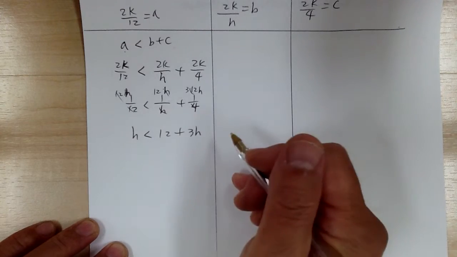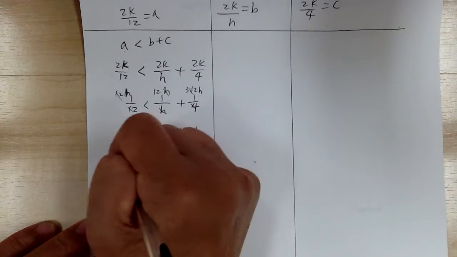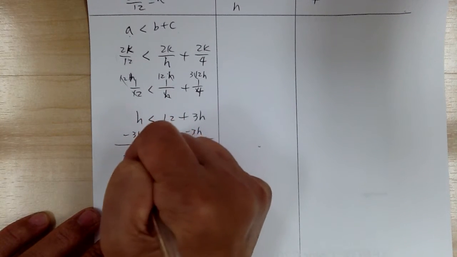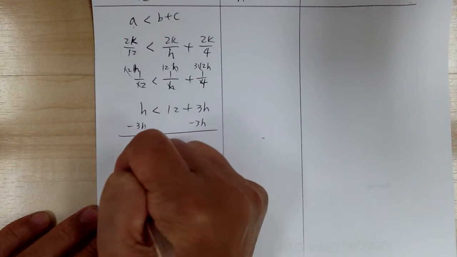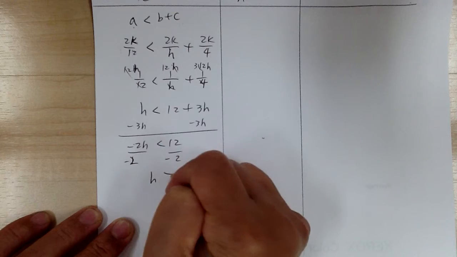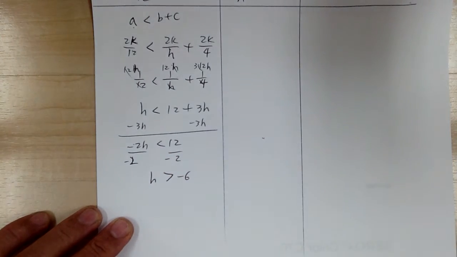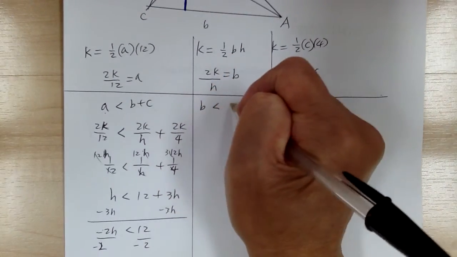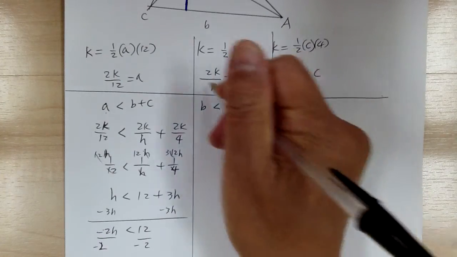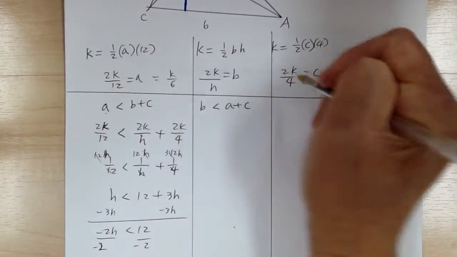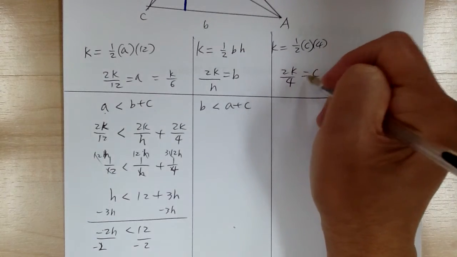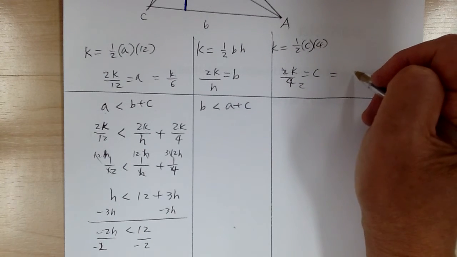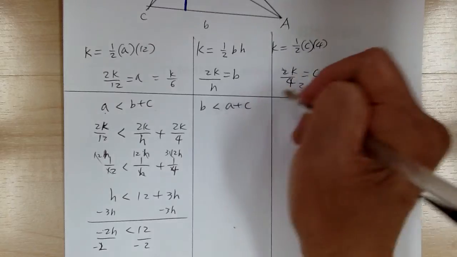So from here, move minus 3h, minus 3h. So I get negative 2h is less than 12, divided by negative 2, divided by negative 2. So h has to be greater than negative 6. So this one does not help. Okay, then let's do the B. So B has to be less than A plus C. So I'm going to simplify this, make this k over 6, and C equal to k over 2. So simplify things a little bit.